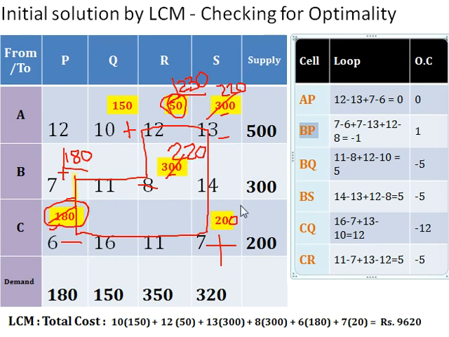Okay, now all this modified value along with allocation, we are going to rewrite this table, and again we are going to make a loop for all unoccupied cell, and again we will calculate the opportunity cost and check if we have any opportunity for further improvement or not. So this is first iteration we have completed, and we are going to move for second iteration. If we found again opportunity cost positive for any unoccupied cell, then we will go for third iteration.